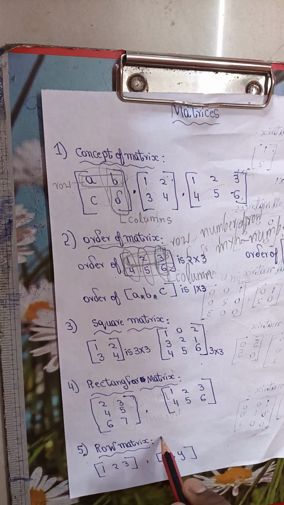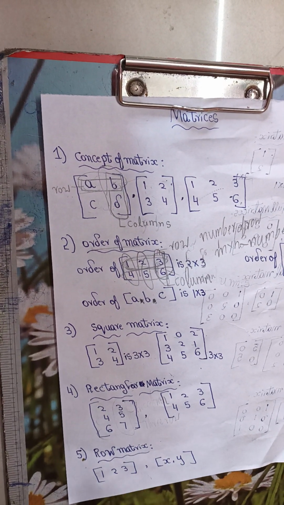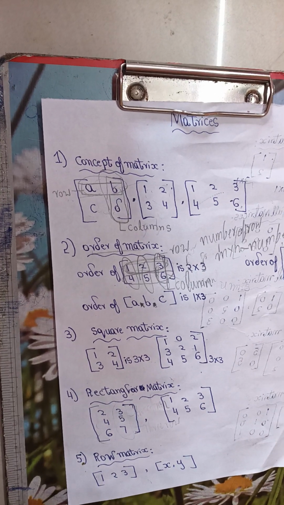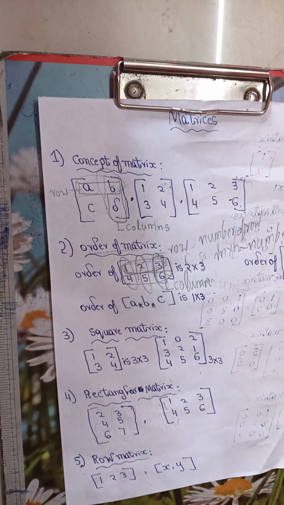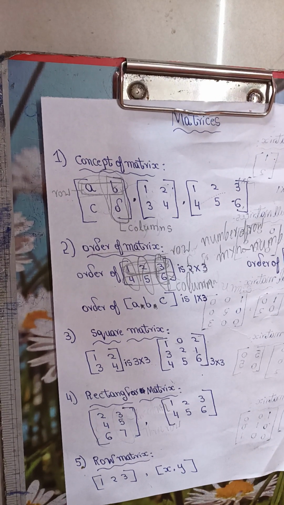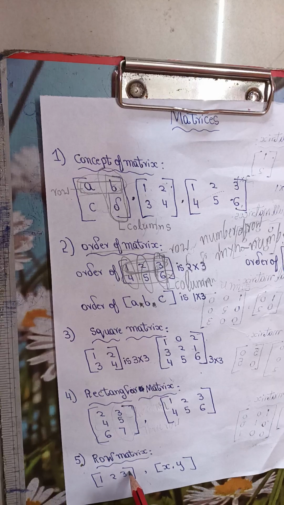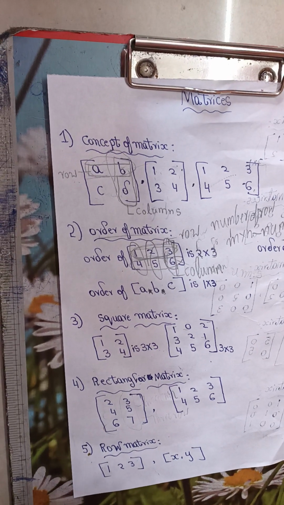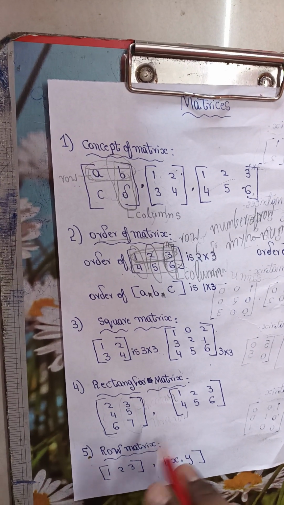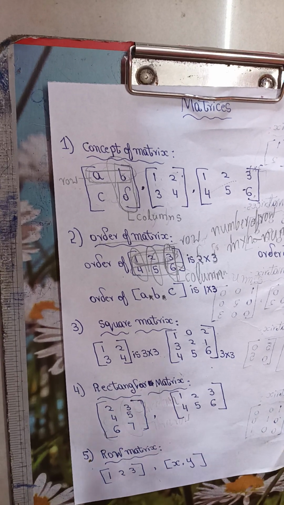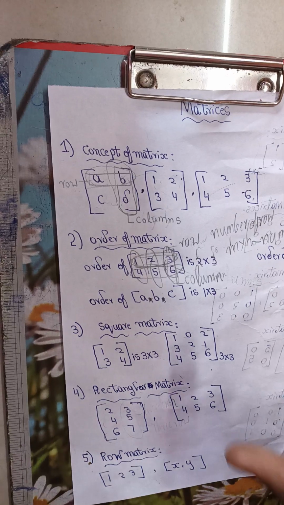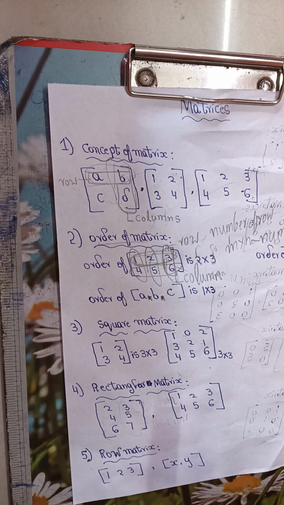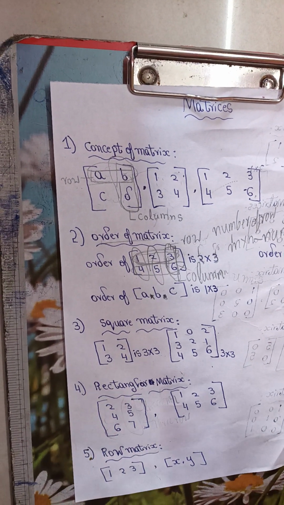Then let's talk about the row matrix. A matrix is called a row matrix if it contains only one row. In a row matrix, the row will exist, but columns will not be present. In this matrix only the row will be present. Then only it is called a row matrix.